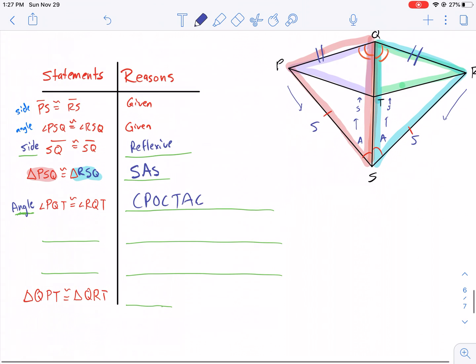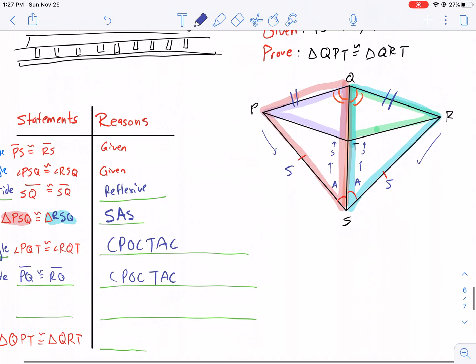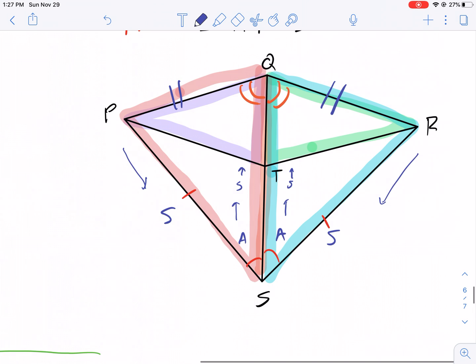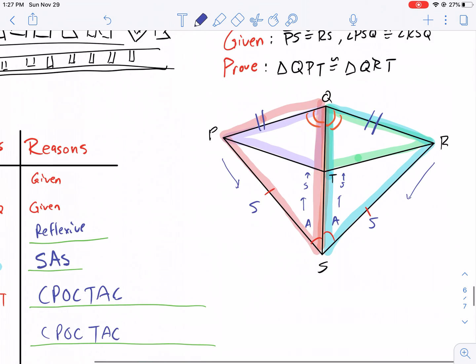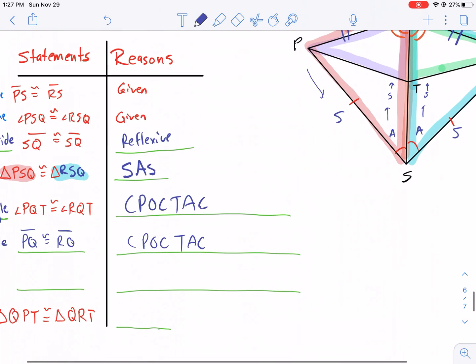We can say PQ is congruent, I just kind of demonstrated this, congruent to RQ. And why is that? Again, CPOC-TAC. Because we know everything about these triangles is congruent, we know that even their sides are going to be congruent. So the side of PQ for the pink triangle is going to be congruent to the QR side of the blue triangle. Okay? Now, we need one more piece of information.